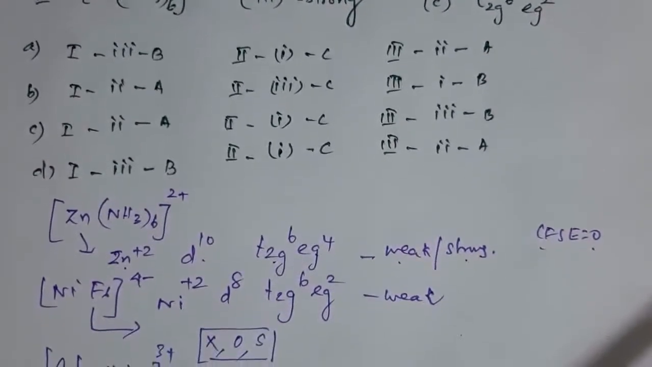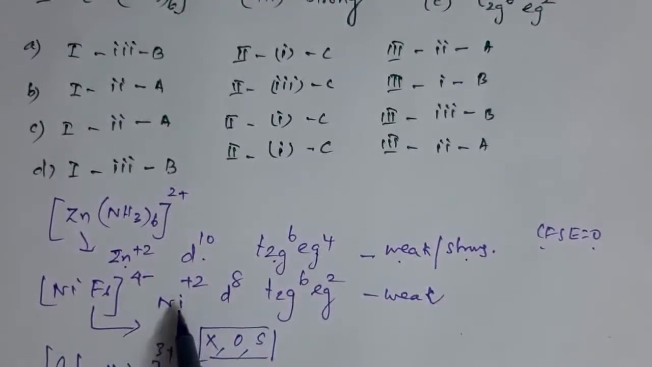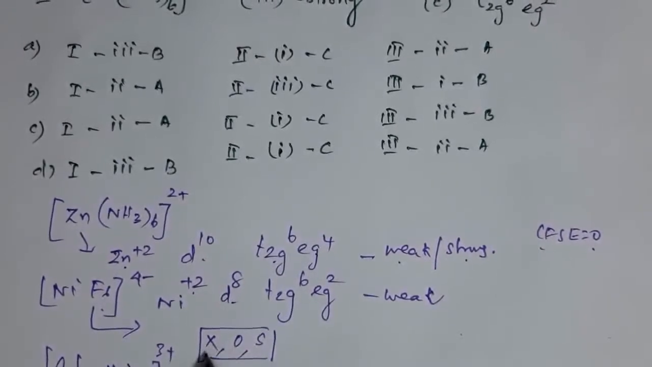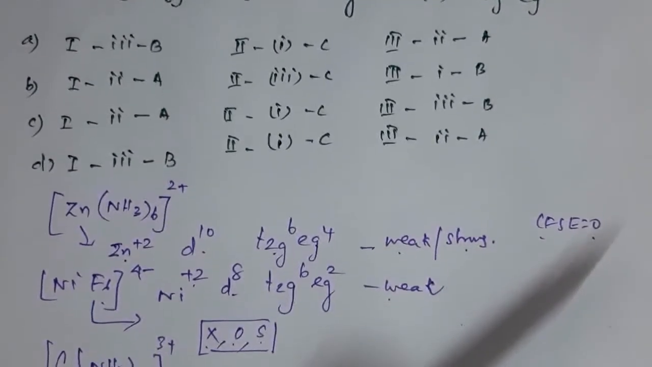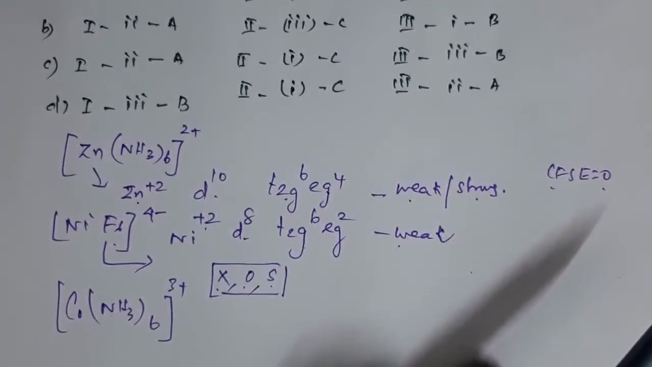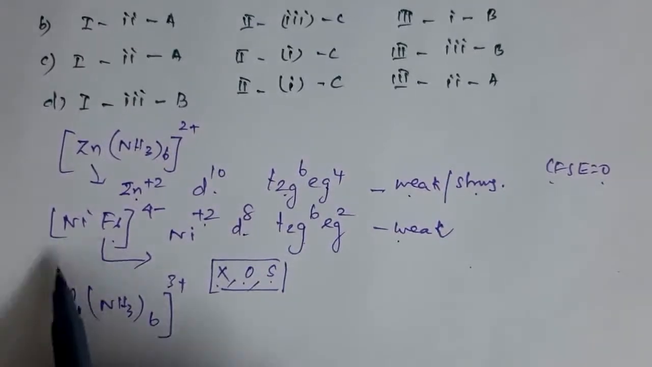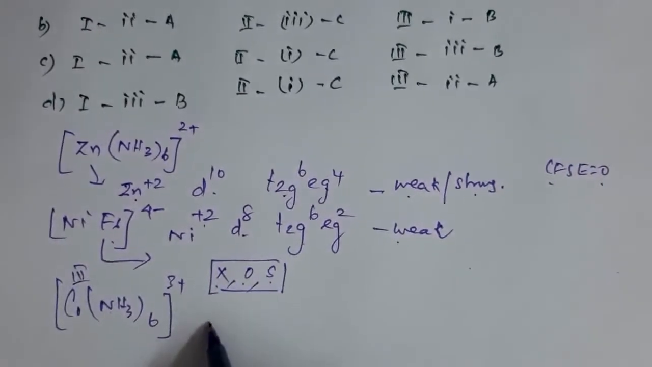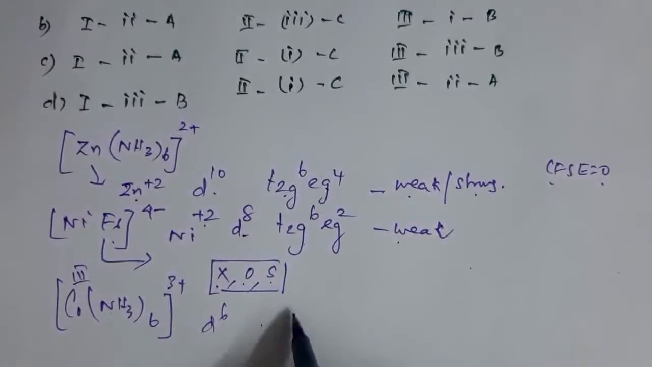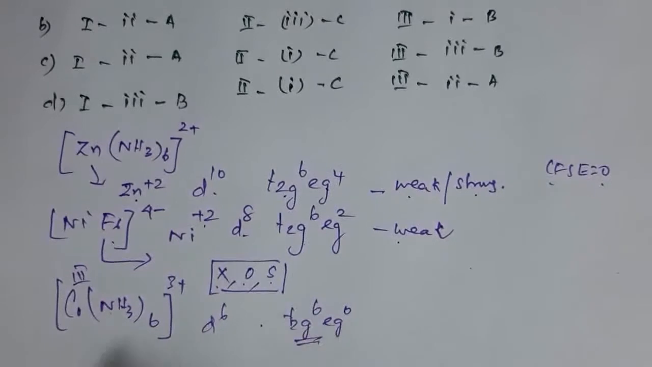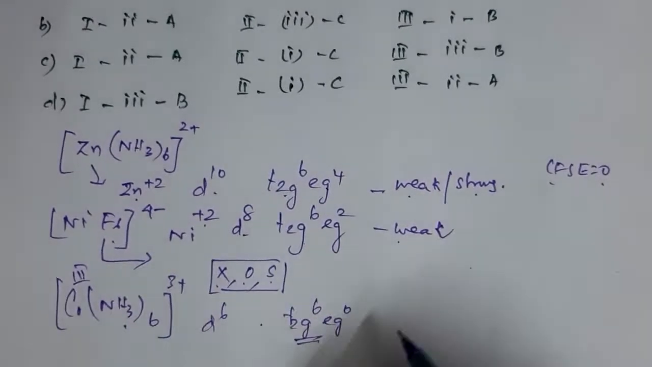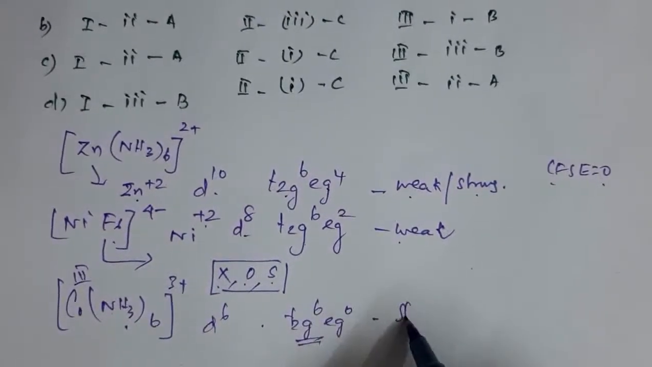And next one, nickel complexes. Here the nickel is in +2 state, d8 configuration. Fluorine is a weak ligand. So the ligands with donor atoms halogen, oxygen, sulfur are weak. So it is weak, electronic configuration t2g6 eg2. And cobalt complex. In cobalt complexes, the charge of the cobalt is 3. So it is a d6 system, so it will be t2g6 eg0. Why? Because amine is a strong ligand. So low spin complexes. So it is strong.